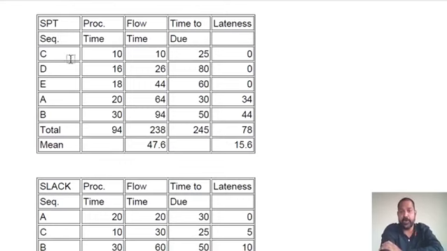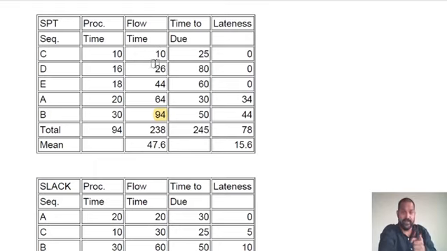If I sequence according to SPT, my sequence is C, D, E, A, B, which is 10, 16, 9, 18, 20, 30 and 94. Like I told you, the total will be 94, and the last flow time will always be 94. That is never changing. So again, you calculate the flow: pick up C on the 0th day, take 10 days. So 10 plus 16 is 26, 26 plus 18 is 44, 44 plus 20 is 64, 64 plus 30 is 94. Now I start calculating the lateness.